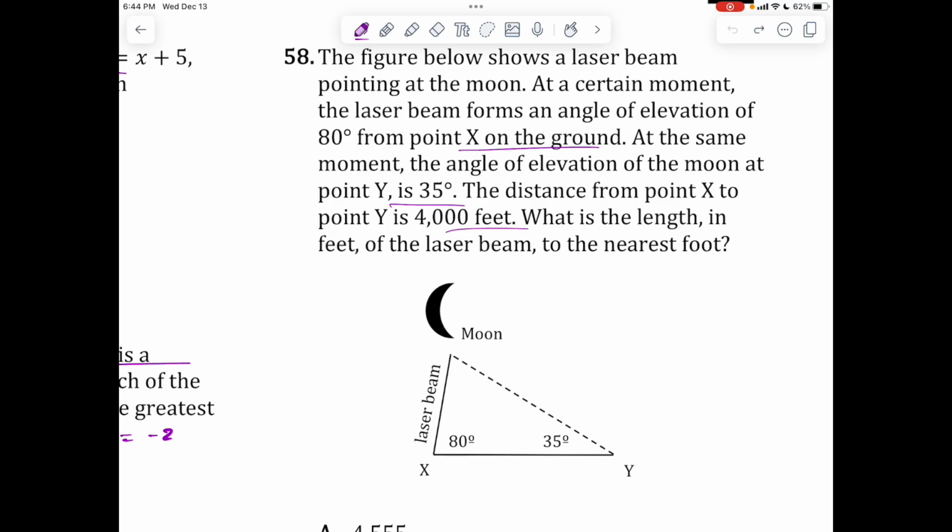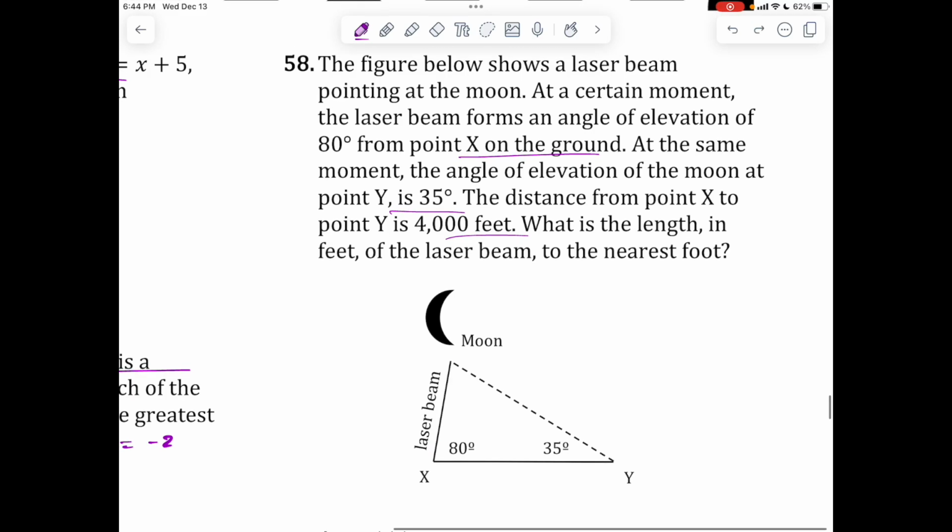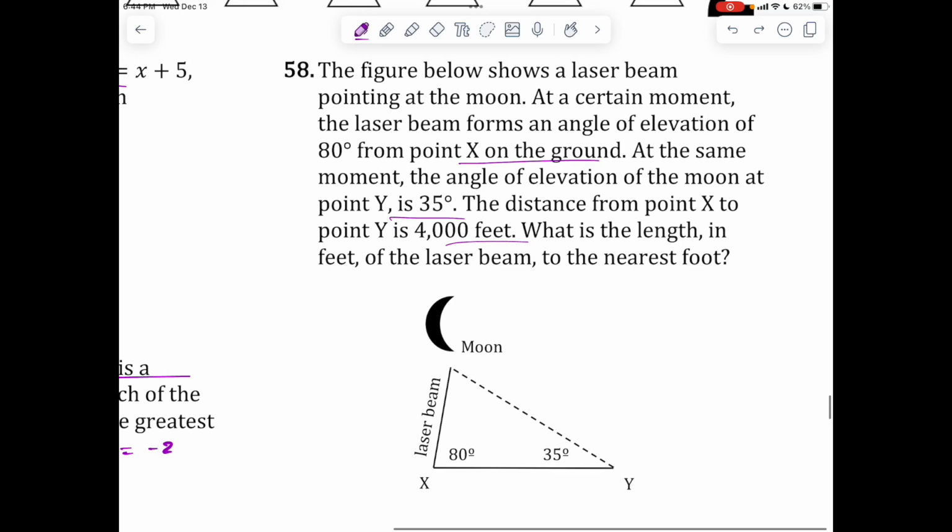Here to here is what we're looking for. We're told the angle of elevation is 80 degrees. From the moon to the point Y is 35 degrees. And point X to Y is 4,000 feet. Okay, and we want this distance right here. So how am I going to get that?